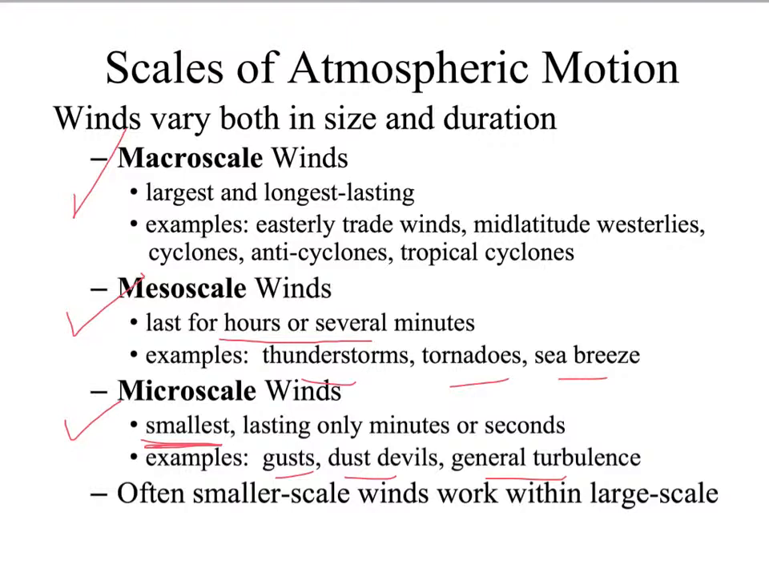Macroscale winds, now actually there are a couple of types of macroscale winds you're going to see on the next slide. But macroscale are the largest winds. They last the longest. When we've seen those cool satellite images of the hurricanes, otherwise known as tropical cyclones, those would be macroscale winds. They last long and they're relatively large.